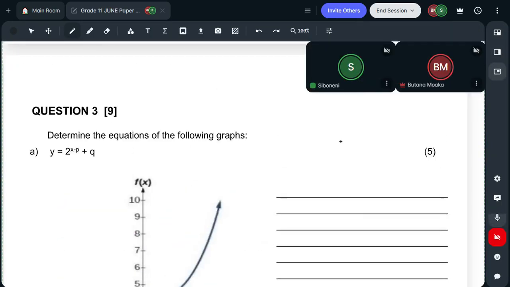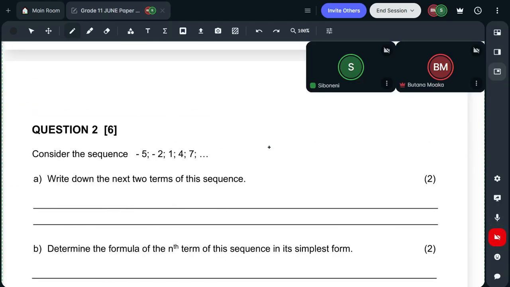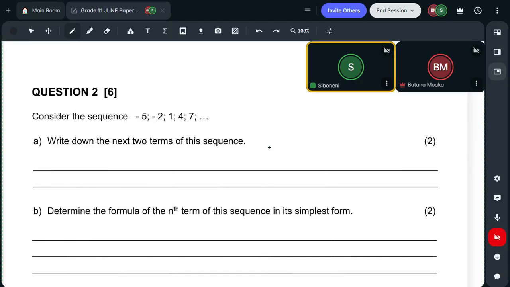Okay, so the next question, which is question 3, you said you don't have number patterns, right? Did you do number patterns in grade 10? Yes. Then you'll definitely get number patterns. So we have to revise this, okay? You'll definitely get number patterns in your June exam.